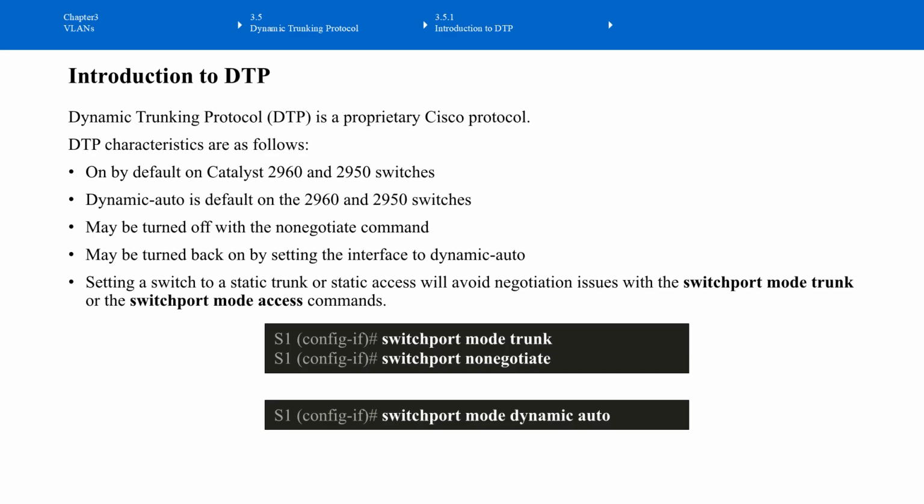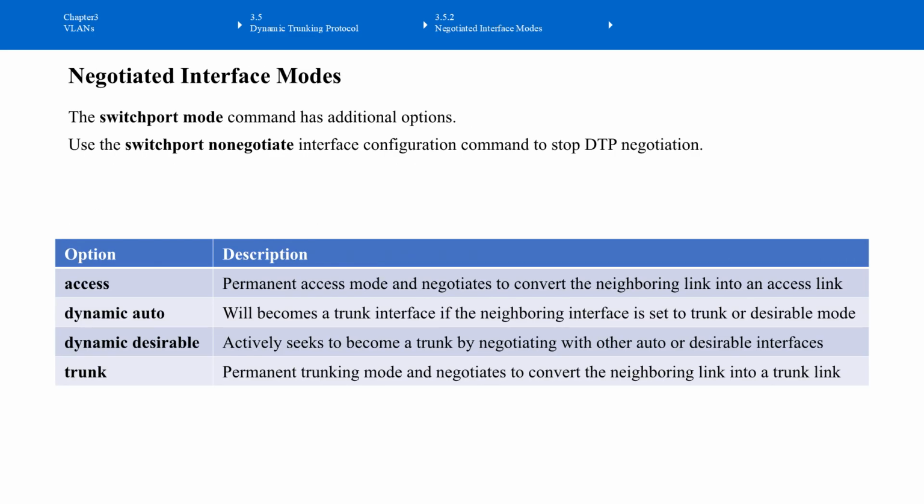Here are the commands we are going to enter. Switchport mode trunk, and then switchport nonegotiate. And then we use switchport mode dynamic auto to re-enable it. This page shows the 4 options for the switchport mode. The switchport mode command has additional options. Use the switchport nonegotiate interface configuration command to stop the DTP negotiation.